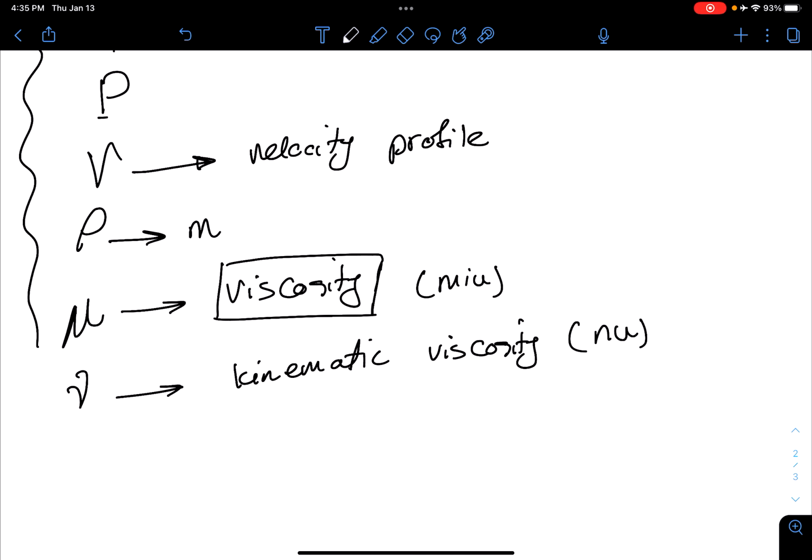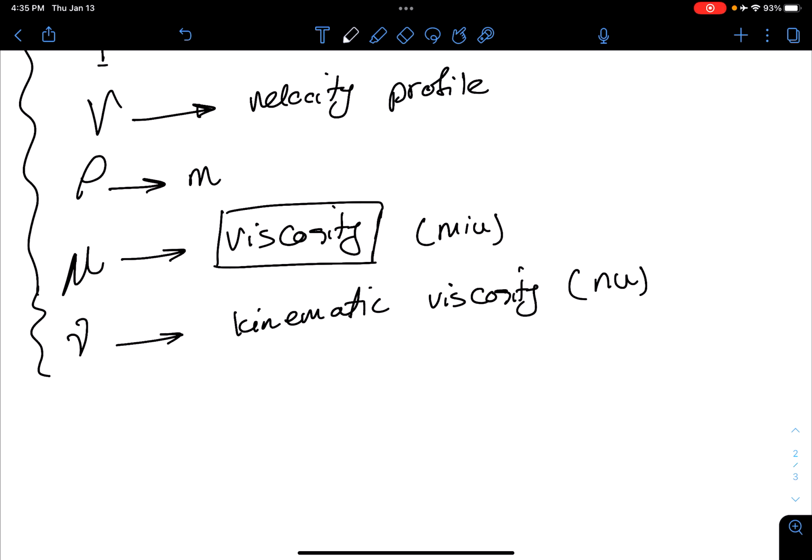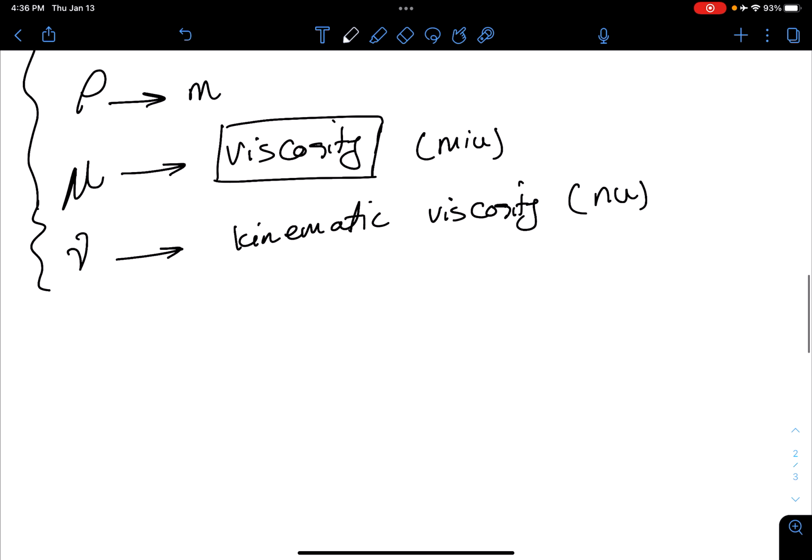How are these two related? Does anyone know? How is kinematic viscosity related to dynamic viscosity? This might be wrong, but you multiply one of them by the density. You essentially, yes, exactly. So kinematic viscosity is your dynamic viscosity divided by density. That's how it is defined.